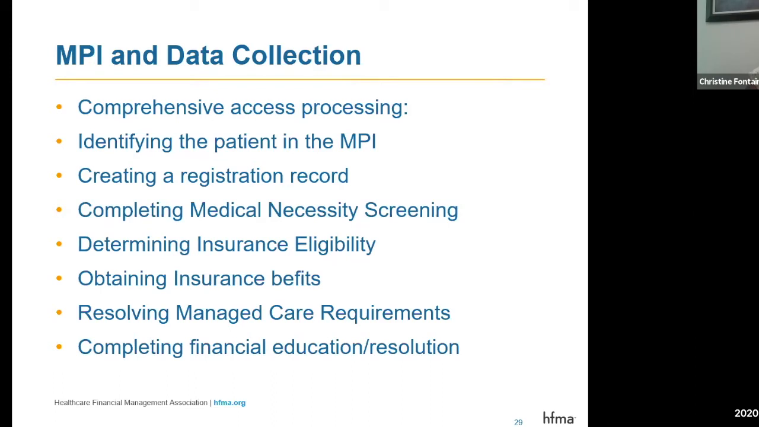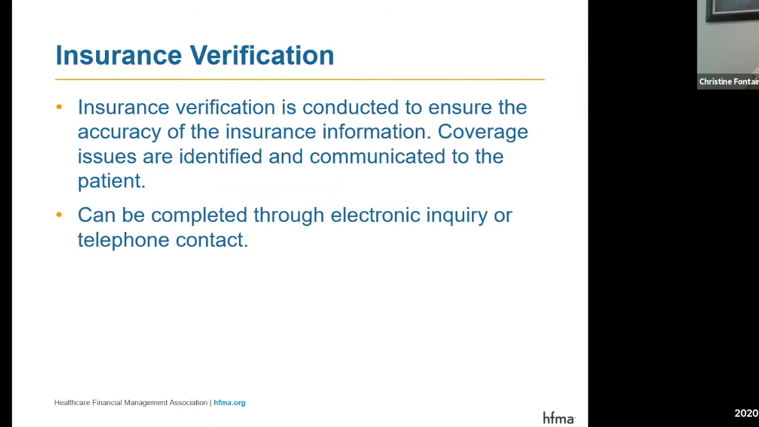Minimum requirements include gender, date of birth, and additional information can include race, ethnicity, and a social security number. Once the registration process is completed, insurance verification is conducted to ensure the accuracy of the insurance information. Coverage issues are identified and communicated to the patient. This sets the stage for completion of financial education and account resolution based on deductibles, co-insurance, or other coverage limitations.